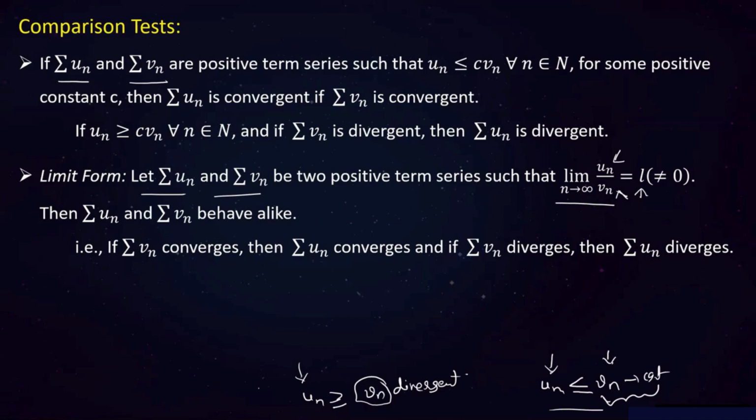That's why we are not simply considering 0 as the limit, but all other values, right? When the limit of this ratio is a finite value other than 0, then we are saying both un and vn behave alike. What do you mean by that? If this limit is a finite value, and for example summation vn is a convergent series, if vn is convergent, then un is also convergent. If vn is divergent, then un is also divergent. They behave very much similarly.